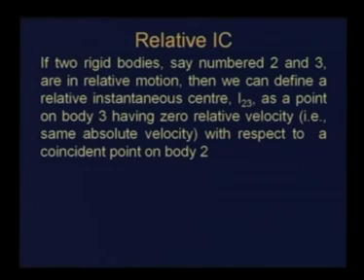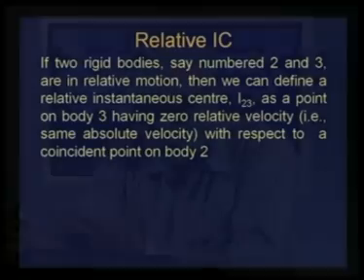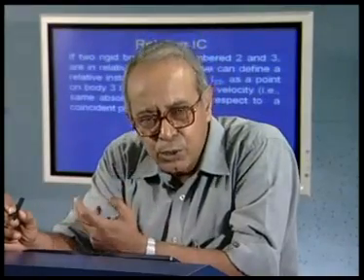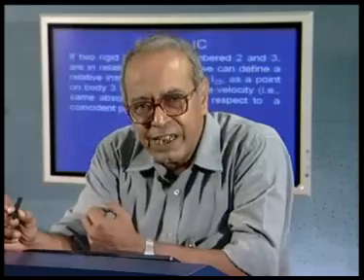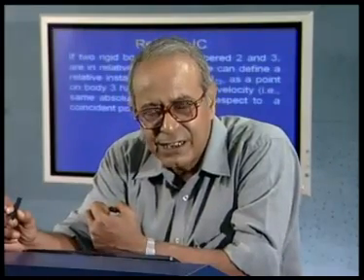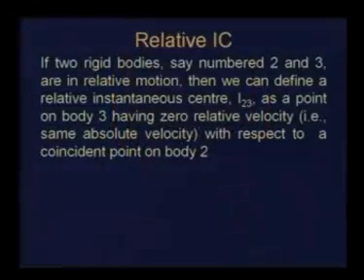Let me repeat. We are talking of two moving rigid bodies, say number 2 and 3. We define a relative instantaneous center between these two bodies 2 and 3. I call it I23. What is I23? Now, this is a point on body 3 having 0 relative velocity with respect to a coincident point on body 2. So, from this definition, it is very clear that I23 is same as I32.